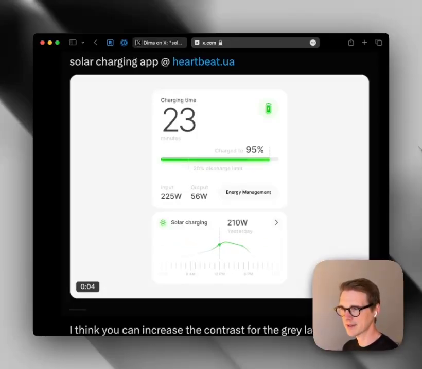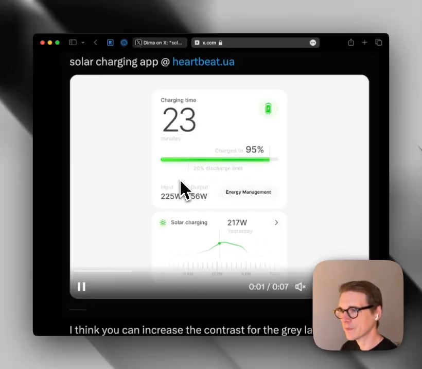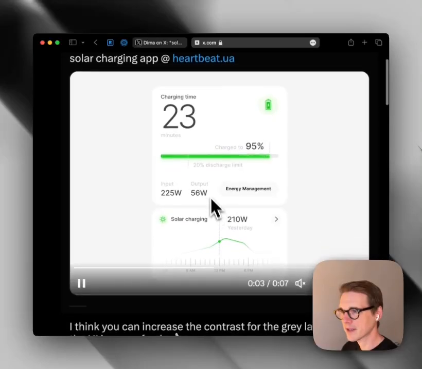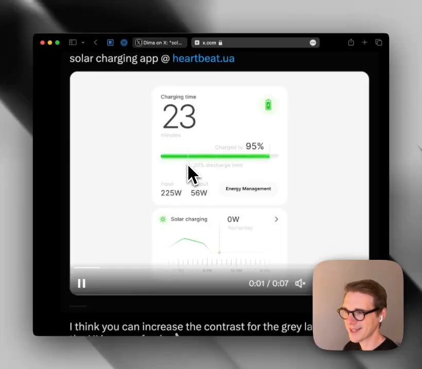So yeah, that's not great. And what else? Yes. In this design, Dima has chosen to add a couple of guiding lines, which are really cool, but they are a little bit strange. The guiding lines are supposed to denominate where the label is. So 20% discharge limit means that the 20% discharge limit is here on the chart, right?